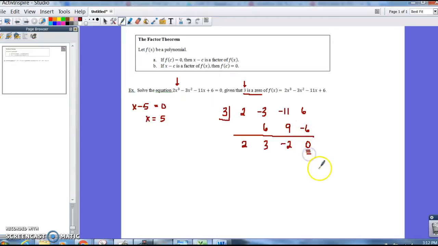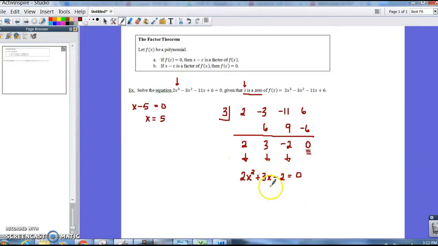Remember, this last number here is your remainder, which should come out to be 0 because 3 is a root. That means it goes into it evenly, meaning there's no remainder. Okay, so now I have my new polynomial. Remember, because I started with a cubic, these are now my new coefficients, and I decrease my degree by 1. So I now have 2x squared plus 3x minus 2 is equal to 0.